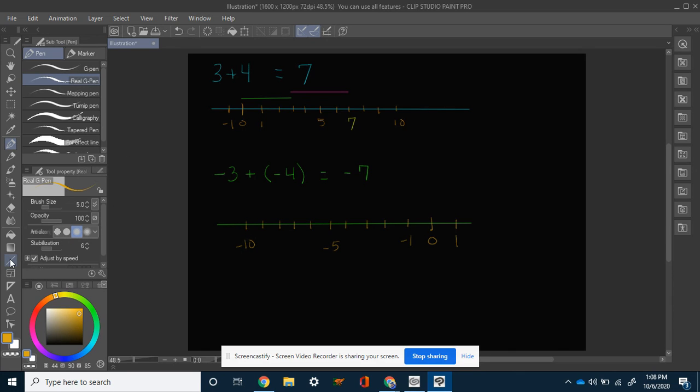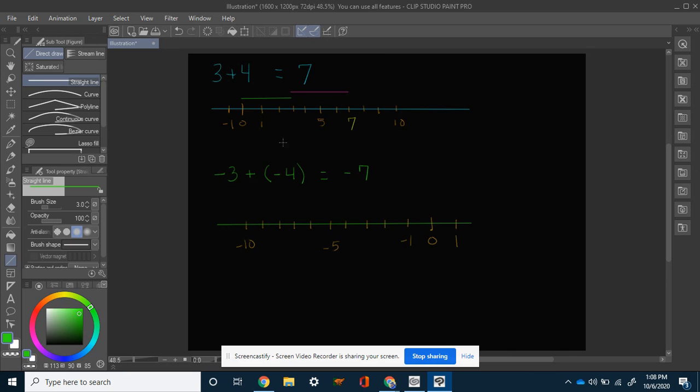All right, so what's going to happen here is we are going to move from 0. We always start at 0, negative 3. So what that means is that we have to move in the negative direction. That means to the left, 3 units. And so we show that with our line.